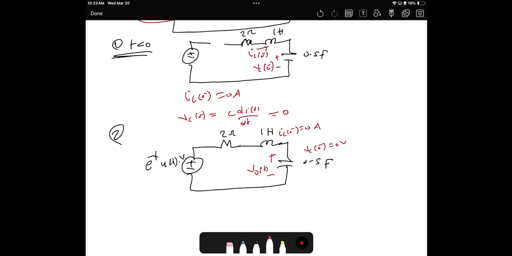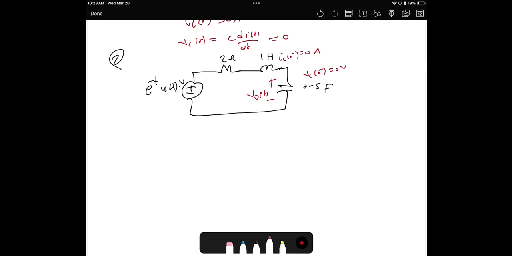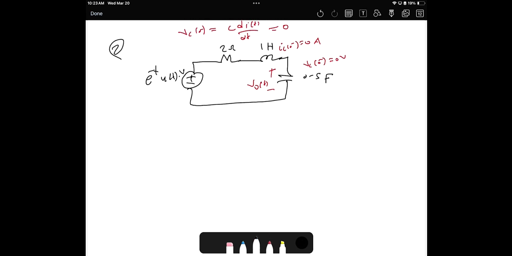Now I'm ready to do the conversion. Let's do the conversion. I can do it in a fast way. I don't need to over-explain it like what I explained before. So we will say that the source, e to the power negative t u of t, is 1 over s plus 1, right? 1 over s plus 1.